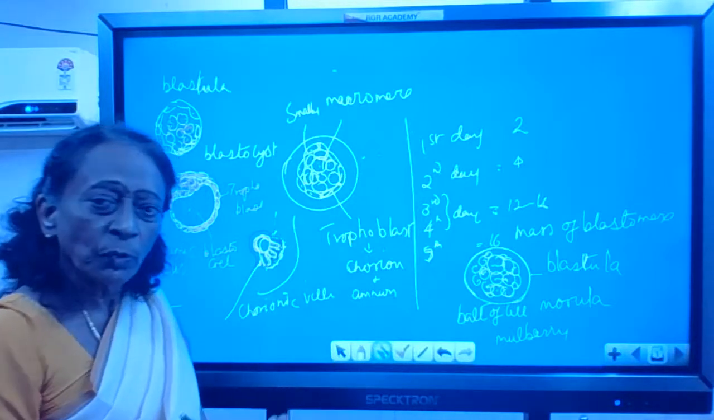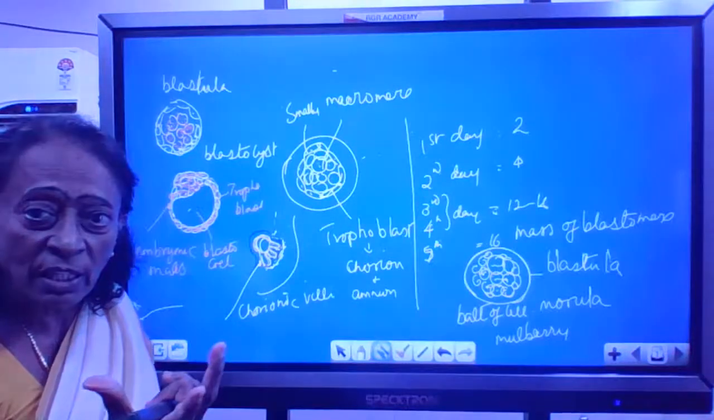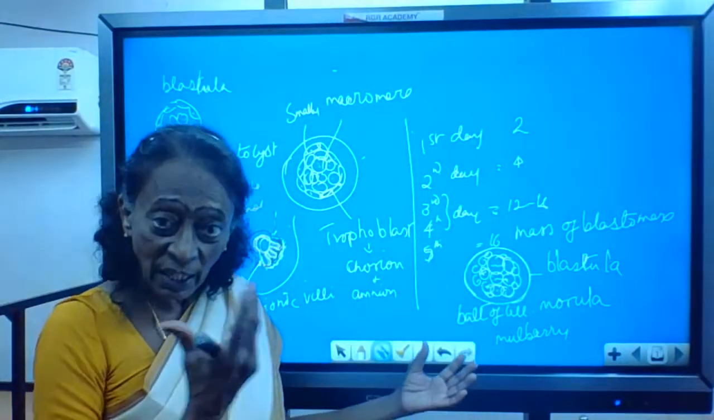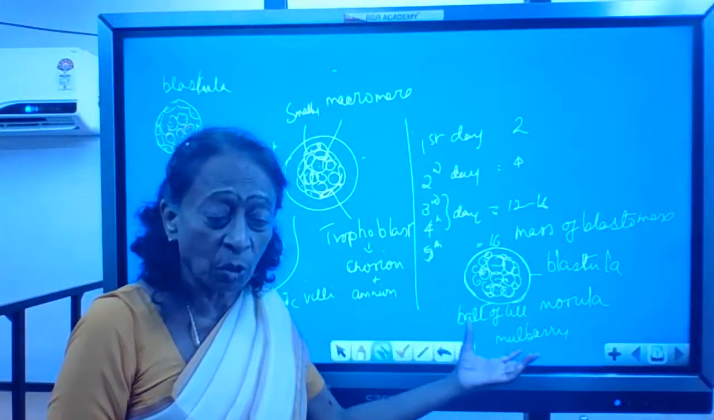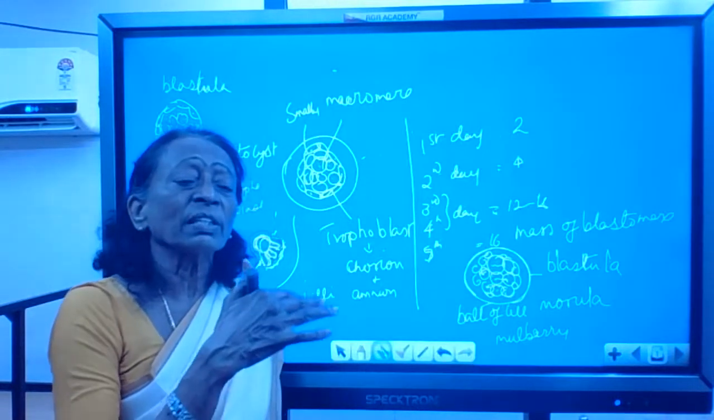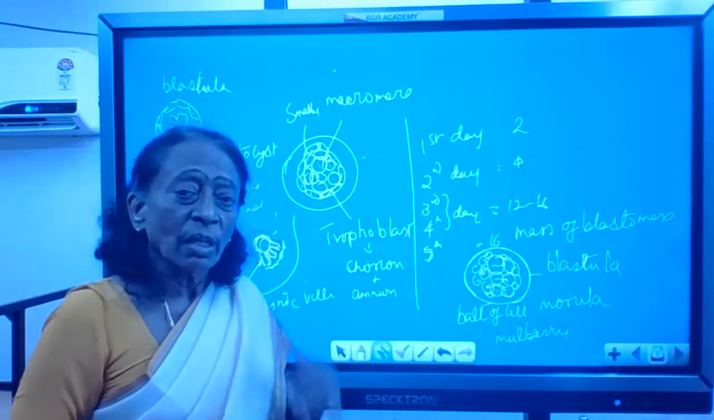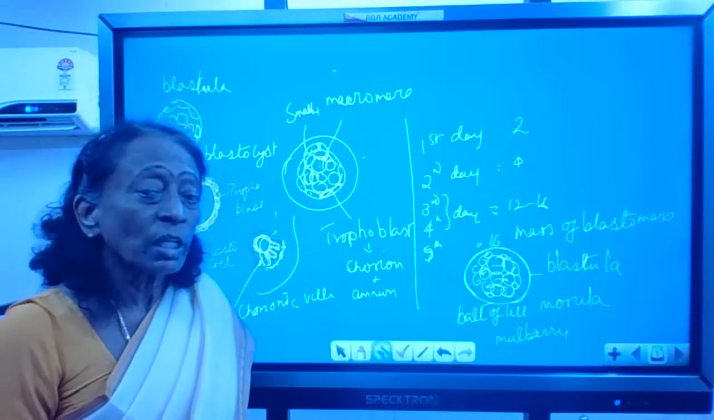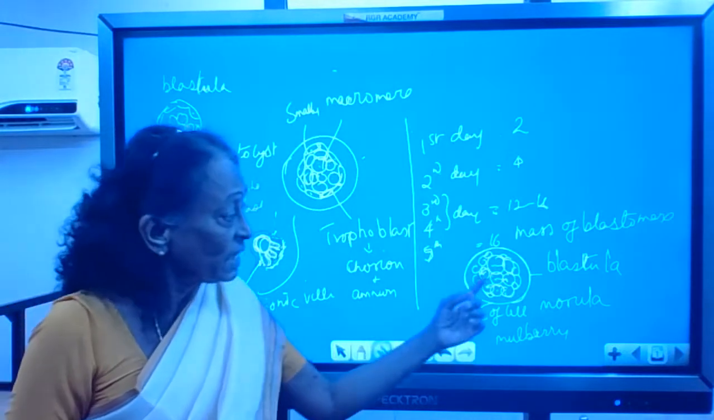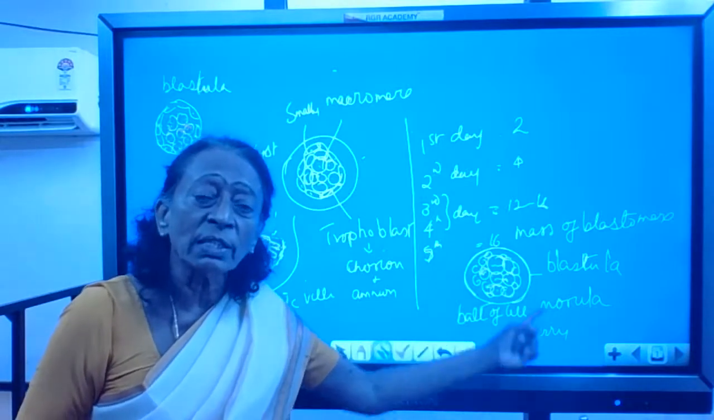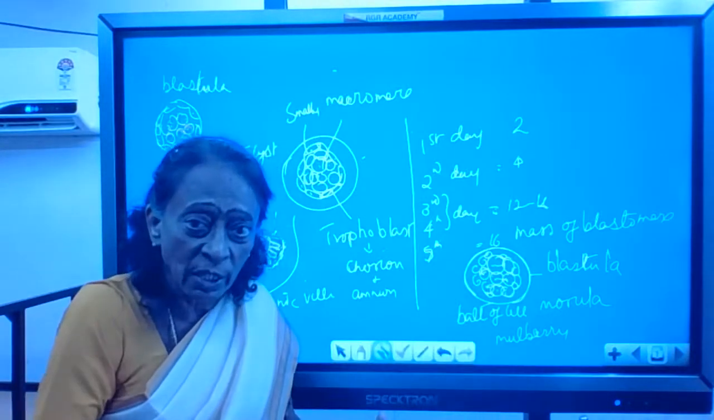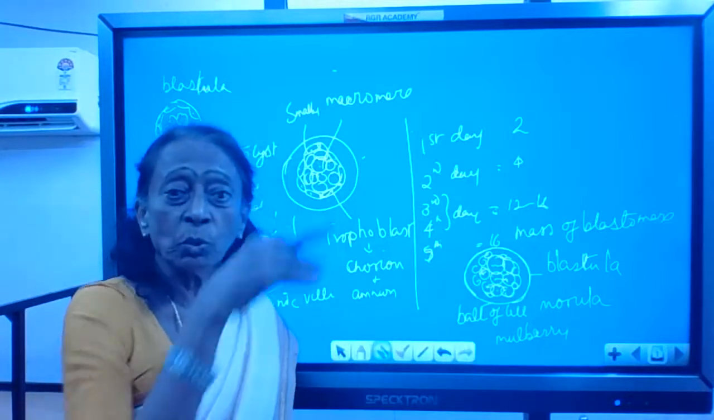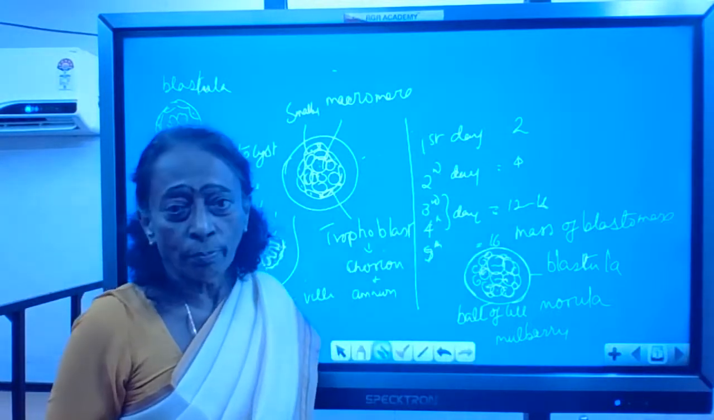By the 4th to 5th day, it will be a mass of cells. That mass of cells is called the blastula. This mass has the larger cells in the center and smaller cells on the outside, because the division after the third division is unequal. The central cells will be larger and the surrounding cells will be smaller. The zygote is still surrounded by the zona pellucida, the original covering of the ovum.